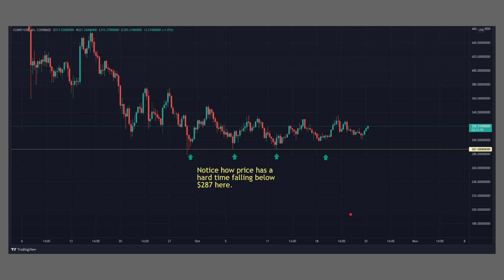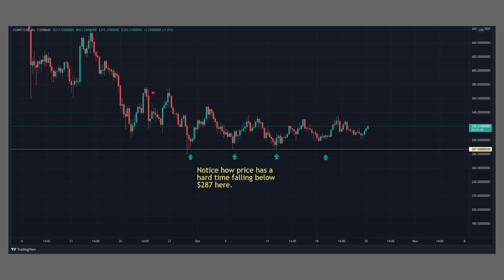Here is another example. So this is Compound US dollar. Compound is a lending protocol. It operates on Ethereum. It runs on the Ethereum blockchain. It has its own network, its own currency. And here we see, particularly in late September into October and into November, Compound had a hard time. Notice how price has a hard time falling below $287 in this particular month.